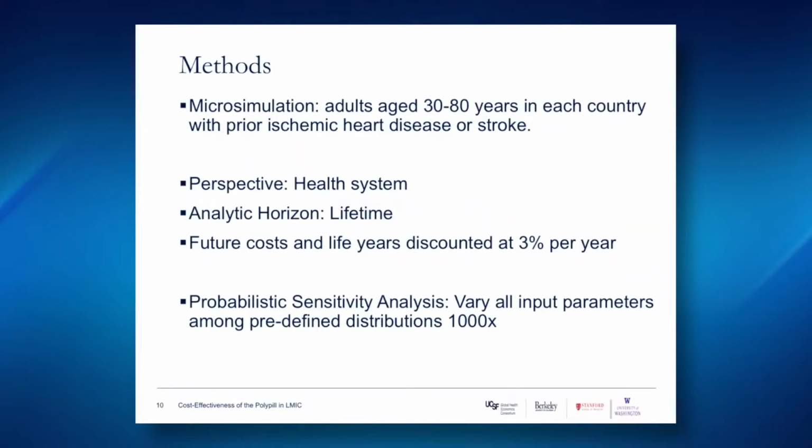So we did this with a computer simulation of adults in each of these countries with prior cardiovascular disease. And these are the parameters that we used. We looked at the healthcare system, and so we didn't actually look at lost productivity costs and societal costs that could actually make the polypill look a little bit better. And we looked at all the costs and health outcomes over the entire life of the patients.